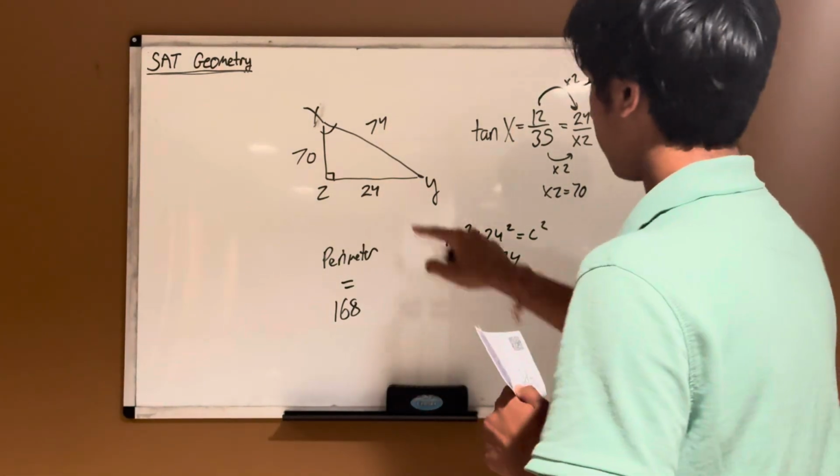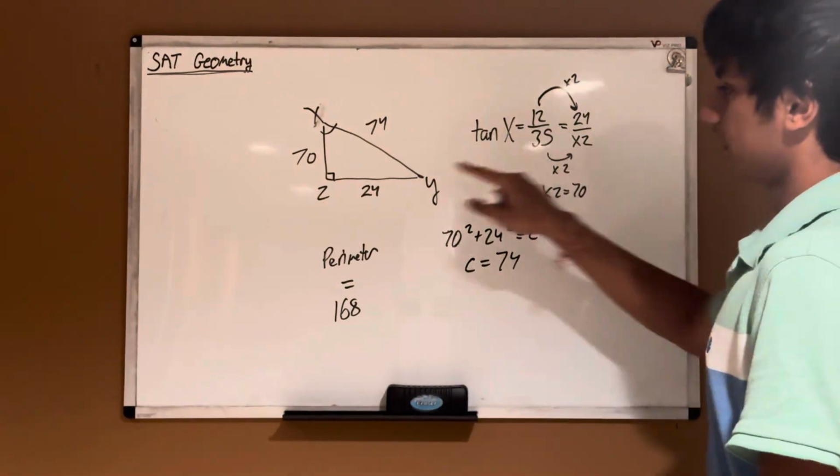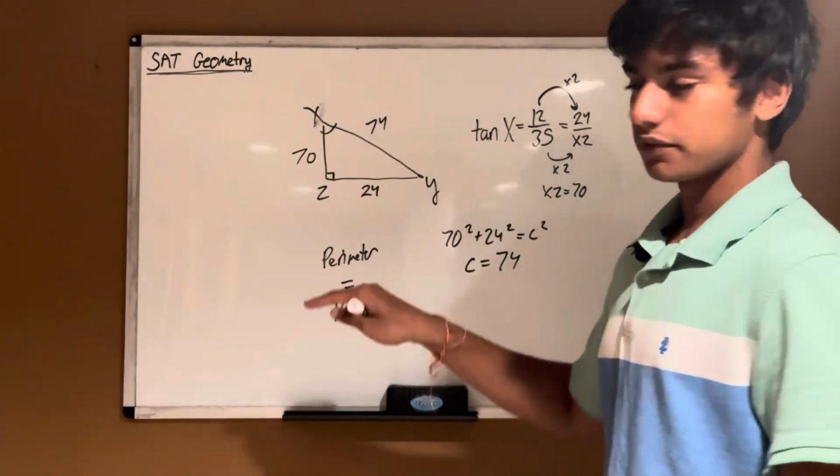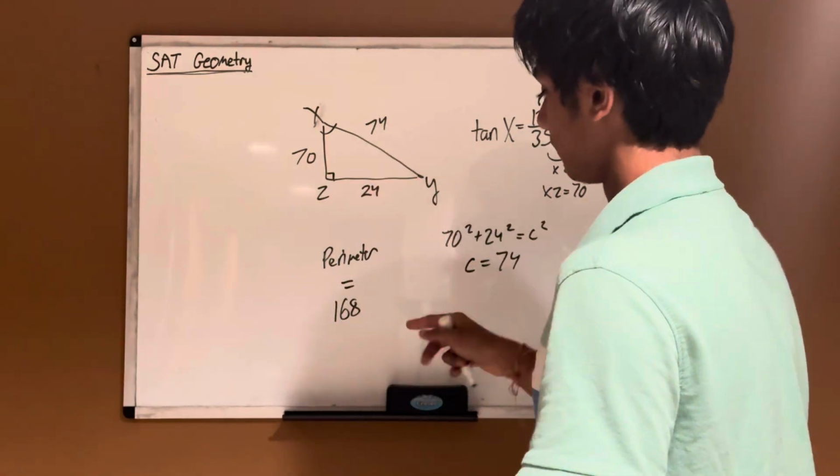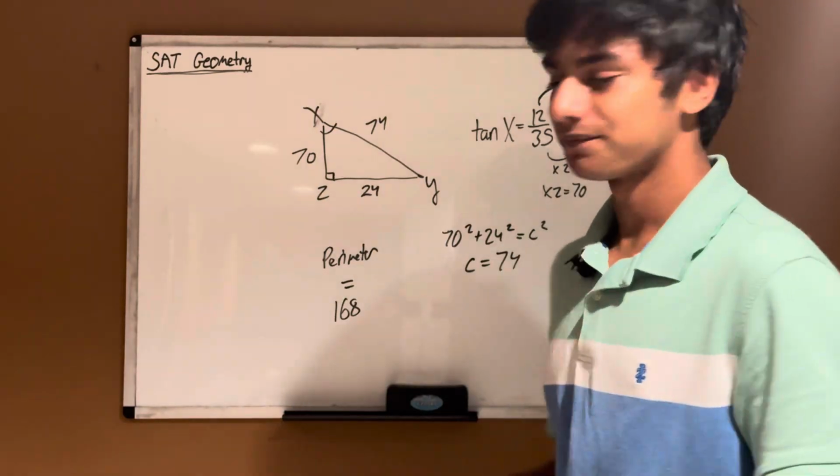So again, the process here: we used the information of tangent, which gave us a ratio of the side lengths, opposite over adjacent. We used this ratio to find this length, and then we used the Pythagorean theorem to find the other length, and we summed those to find the perimeter.